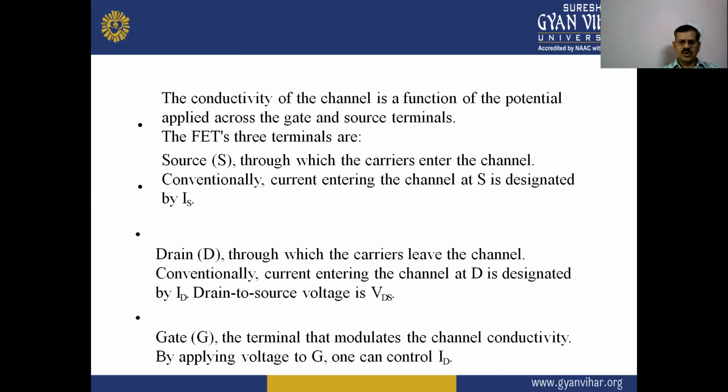Drain to source voltage, VDS, that is the drain to source voltage. Gate, G, is the terminal that modulates the channel conductivity. By applying voltage to the gate, one can control the drain current.